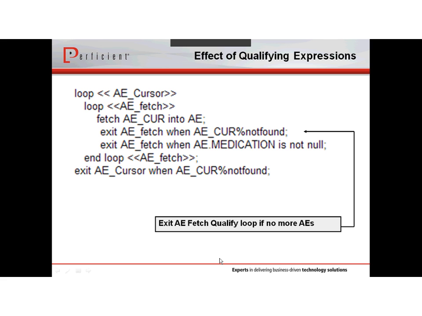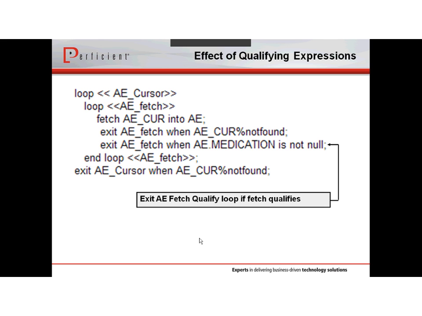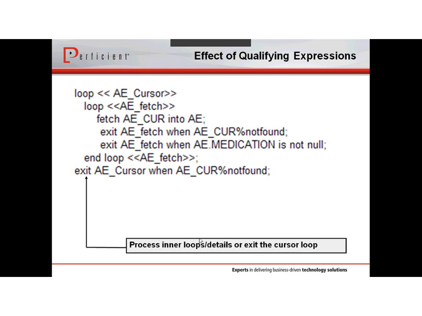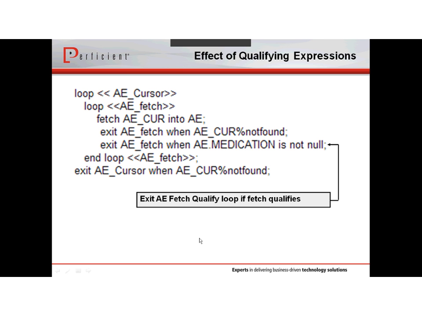And if medication is null, it's going to end the loop and fetch the next AE record. And again, test it. It's going to keep on fetching AEs until it finds one that is not null. And once it finds one that is not null, it's going to go on to fetch the ConMeds in a loop. So in this case, it's a test after fetch situation.